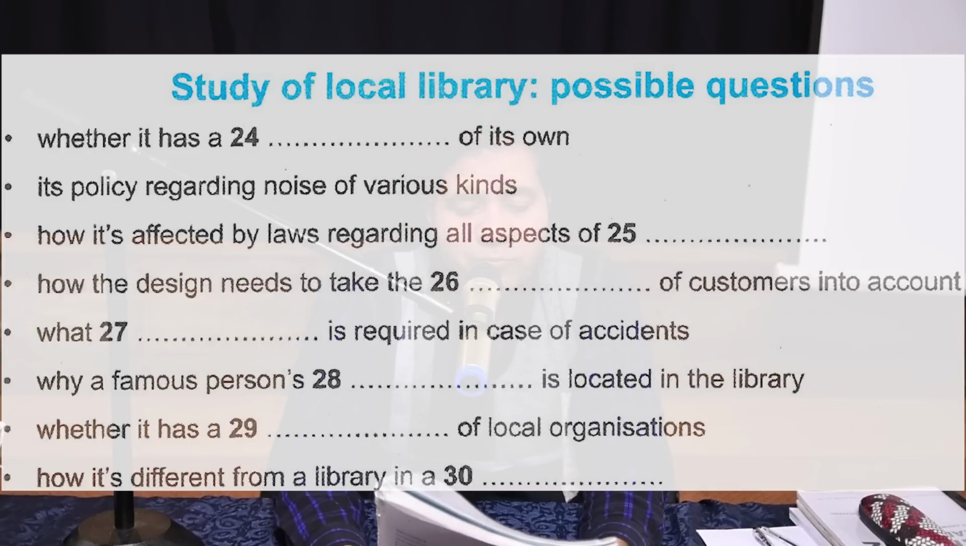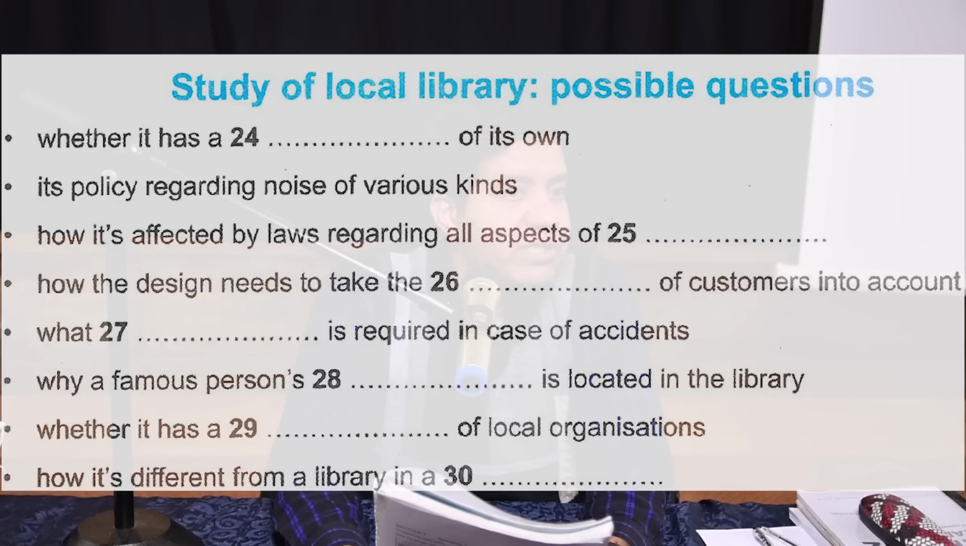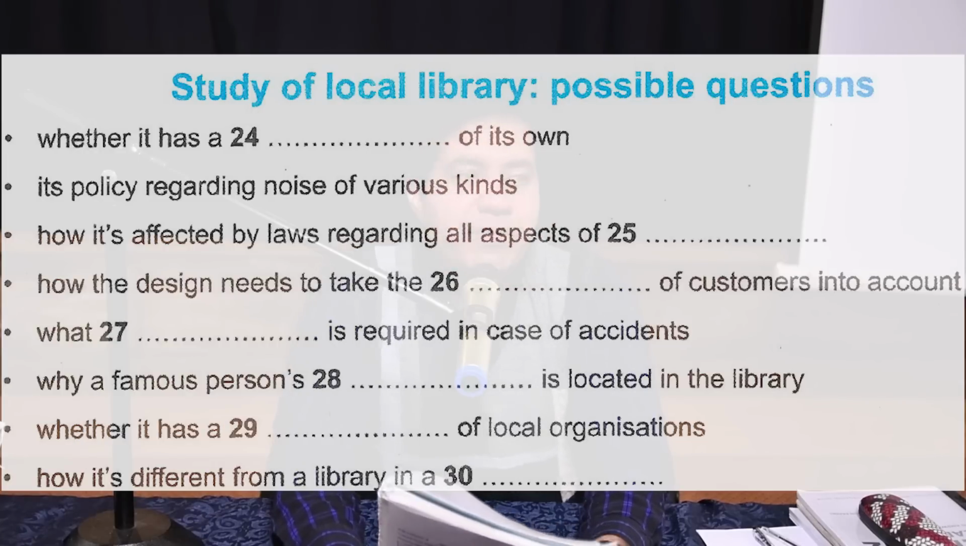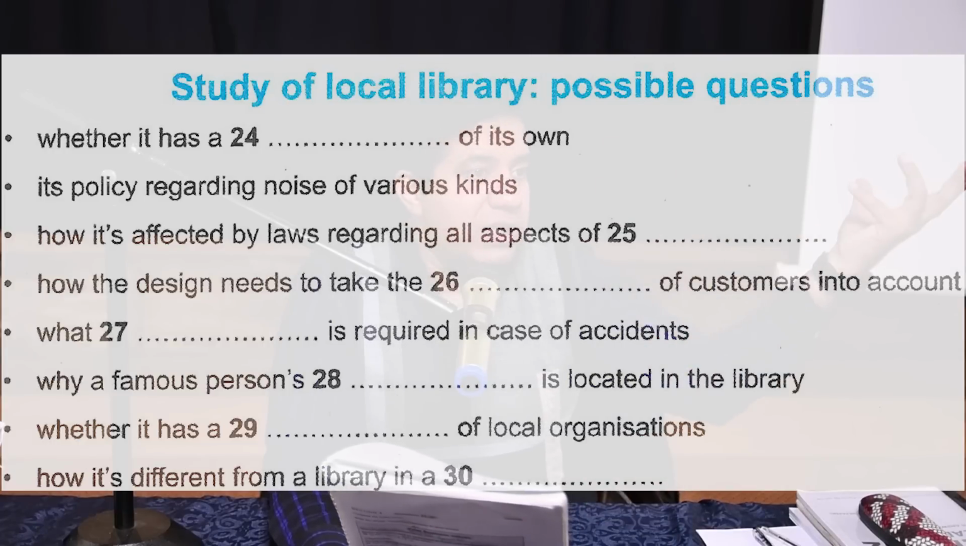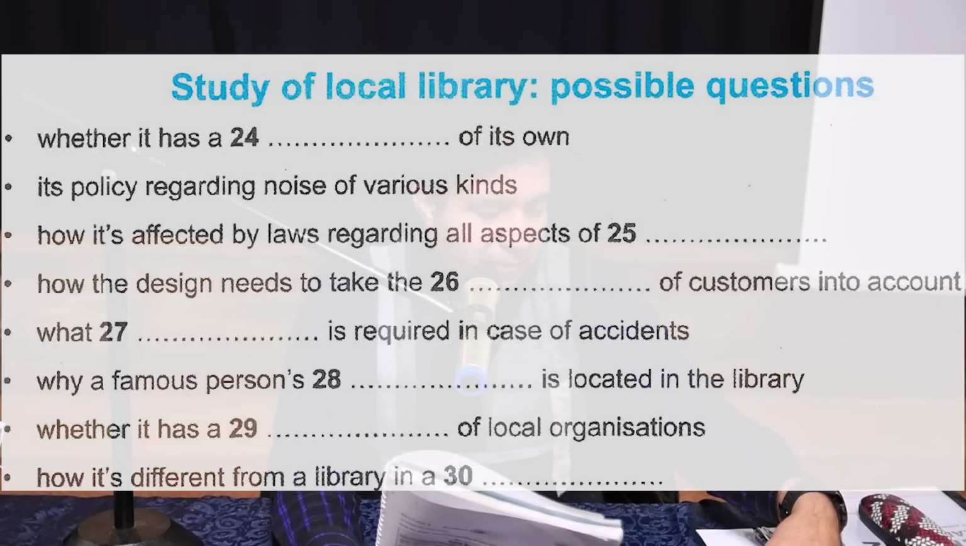Question number 28. Why a famous person's dash? लाइब्रेरी में आमतौर पे होता है ना फेमस पर्सन का कोई स्टैचू हो गया या कोई और चीज होगी. Why a famous person's dash is located in the library? अब फेमस पर्सन की कोई चीज, कोई भी कुछ भी हो सकता है, उसका स्टैचू हो सकता है या उसकी कोई और चीज हो सकती है. लेट्स जस्ट सी.